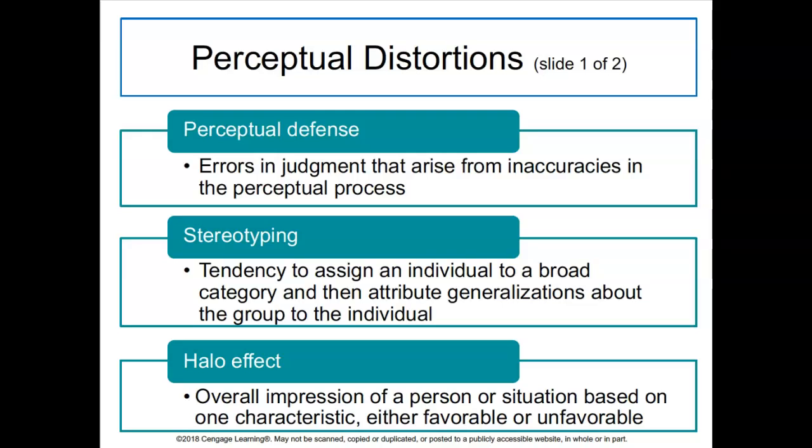Stereotyping, I think most people know what that is, and that's simply the tendency to assign an individual to a broad category, saying that all people in a certain category behave a certain way because they're a part of that category. On the other end of the spectrum, the halo effect is an overall impression of a person or situation based on one characteristic, saying that because they behave in a certain way, sometimes in one situation, that's the way it is always. And it can be favorable or unfavorable.